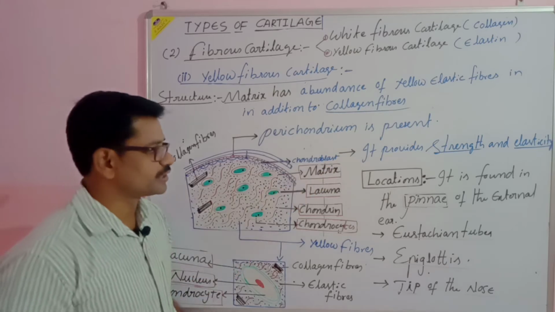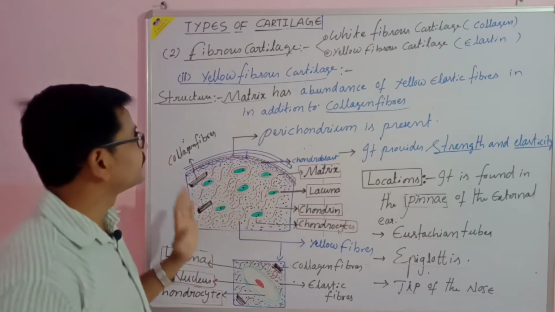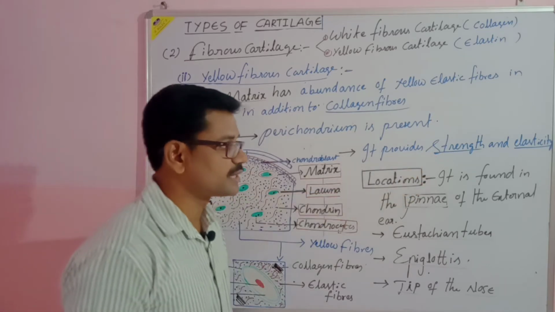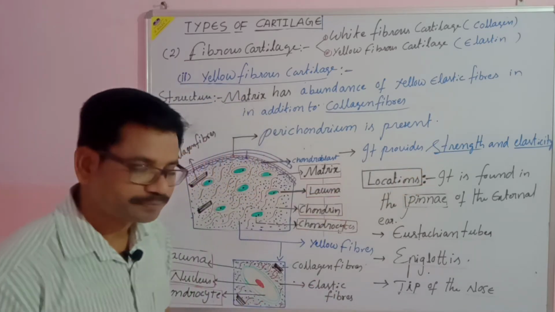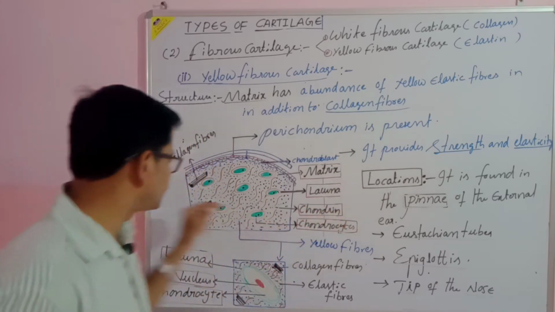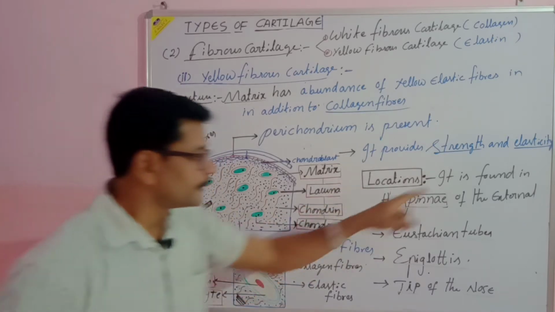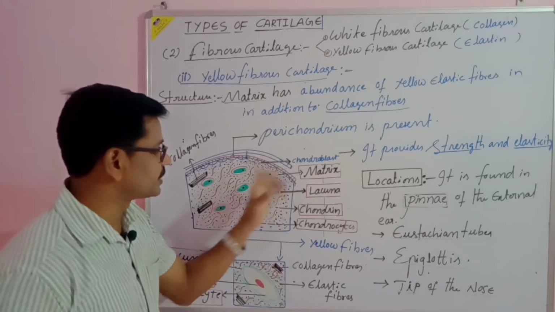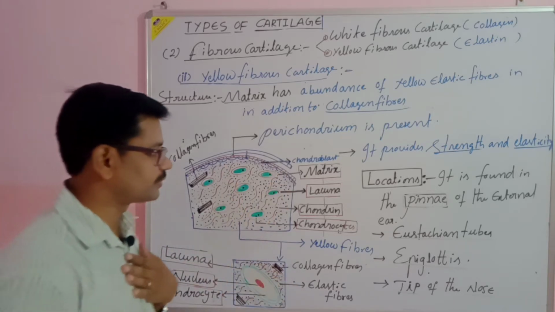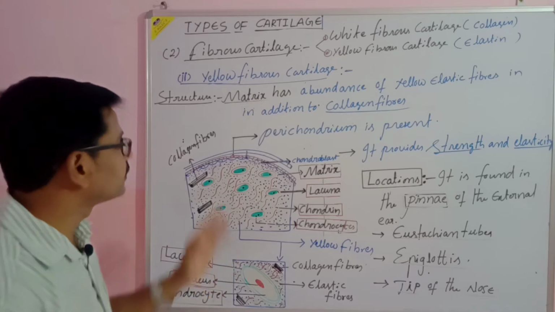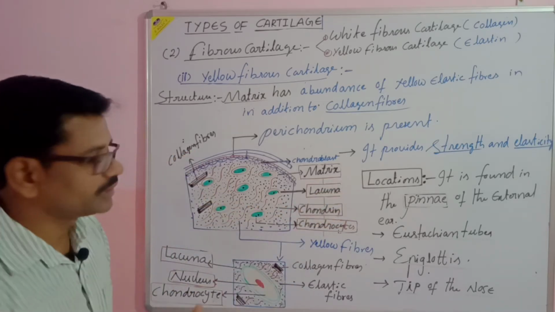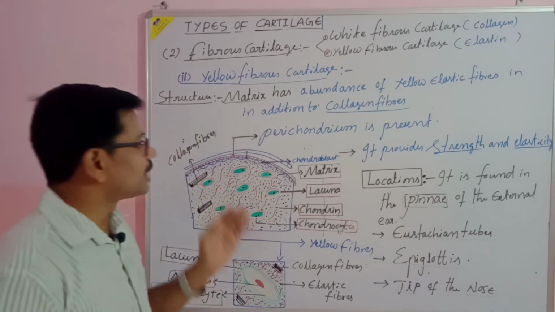What about the locations? Generally, the main function of this cartilage, the yellow fibrous cartilage, is that it provides strength and elasticity. The strength is given by the presence of collagen fibers and the elasticity by the presence of elastic fibers, right? That is a major important character of this connective tissue, right? So what are the locations of this yellow fibrous connective tissue or cartilage?